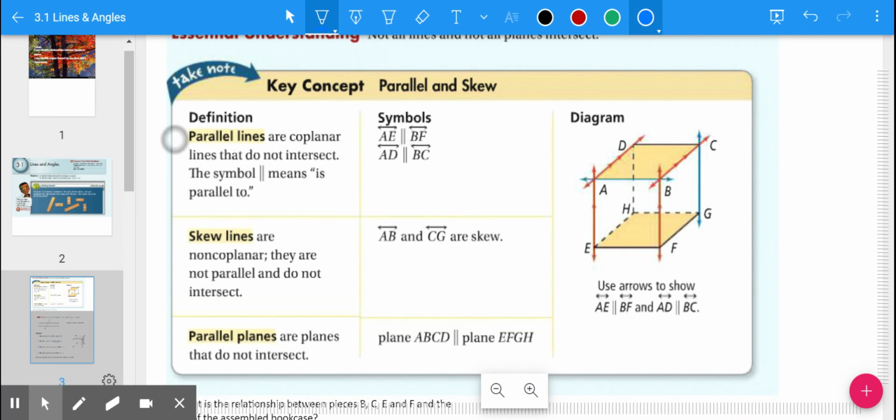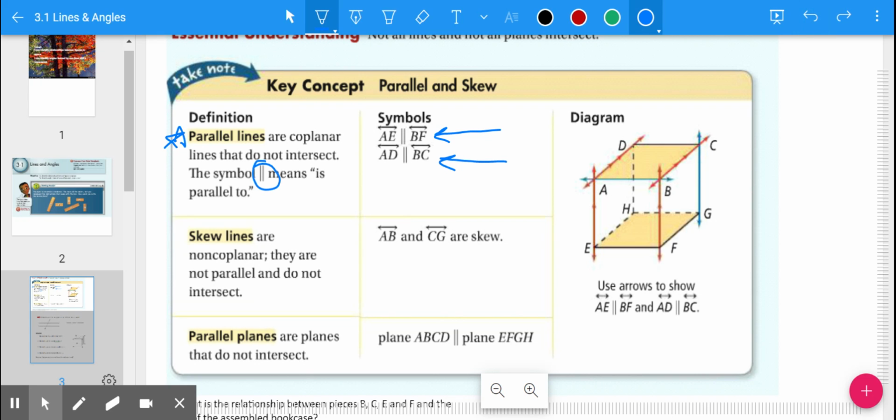First one is parallel lines. Something you see all over the place, but it's also something that you've known for years. Parallel lines are coplanar, meaning they're in the same plane, and they're lines that do not intersect. This little symbol right here, these two lines next to each other, we refer to as parallel. So we could write parallel lines like this or like this. It's saying that line AE is parallel to line BF. So that's referring to this line right here and this line right here on the diagram.